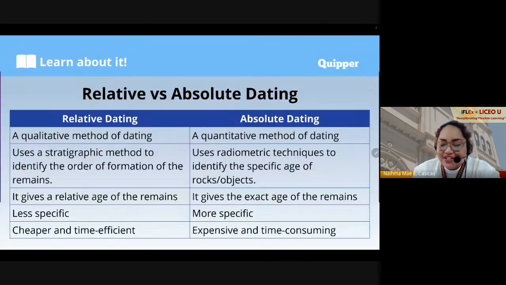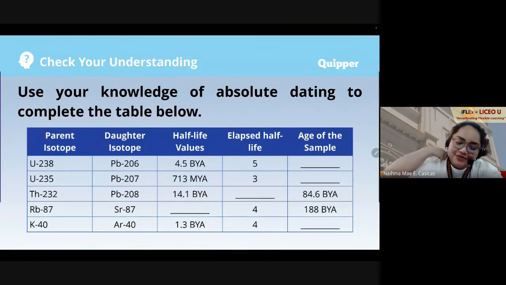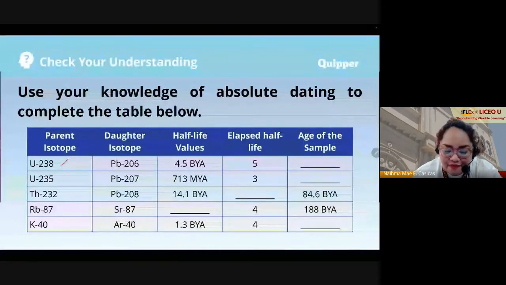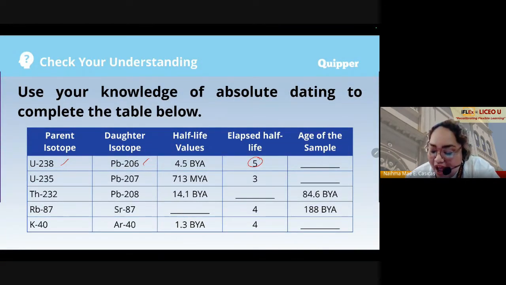All right, let's try to answer this. You don't have to read any part. Let's use our knowledge in absolute dating. For example, you have uranium-238. For it to become lead-206, it will take 4.5 billion years for it to be in half. Now, it has gone through five half-lives. So, how old is the sample?